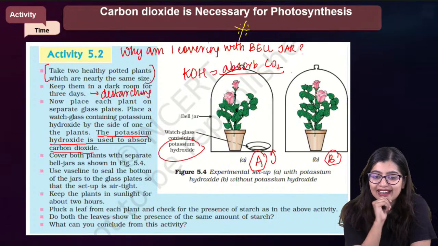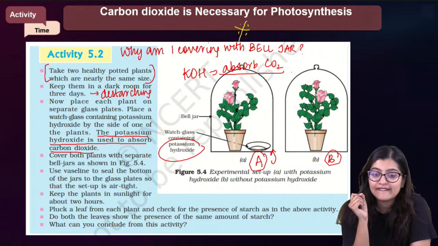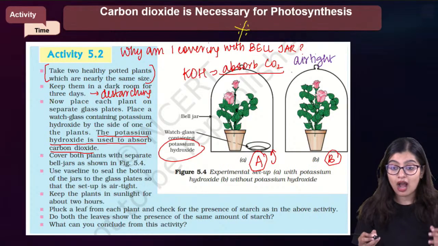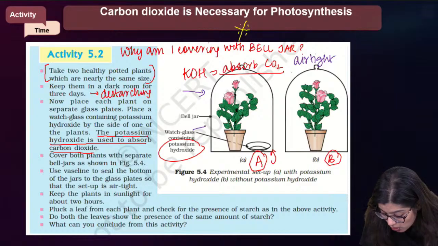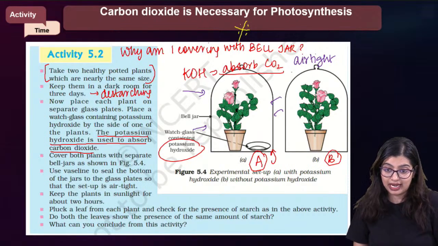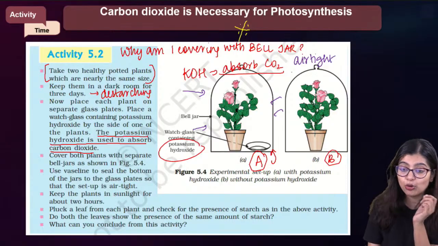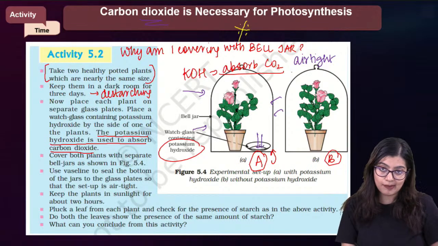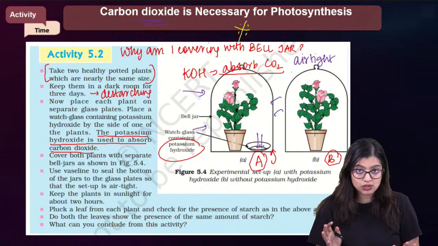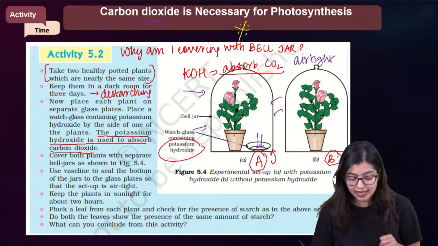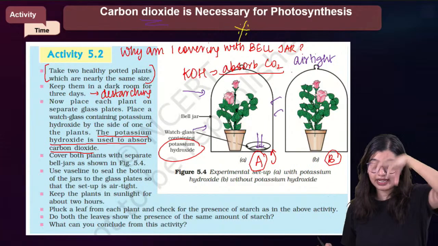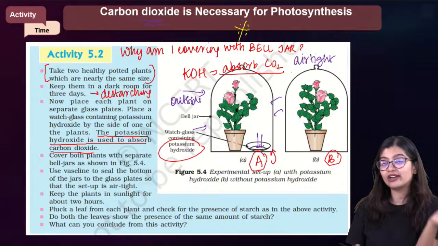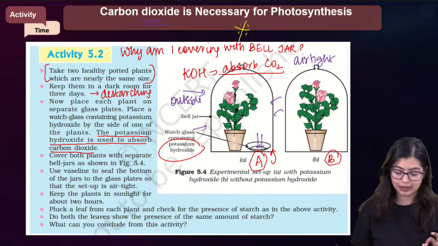To make it airtight. Very good, Shaurya. Very good, Spurti. So we are going to make it airtight so that carbon dioxide from the outside does not interfere with my experiment. Here we are to prove that carbon dioxide is needed, and I am adding an agent which absorbs the carbon dioxide. I need to show that if carbon dioxide is not there, photosynthesis is not going to happen. That is why we cover it with a bell jar to make it airtight and to ensure that outside air does not enter inside. Very simple and easy.